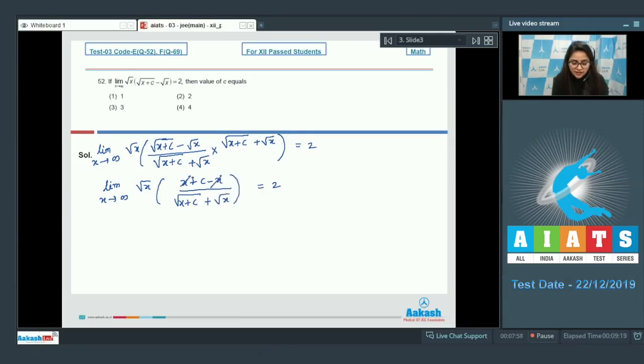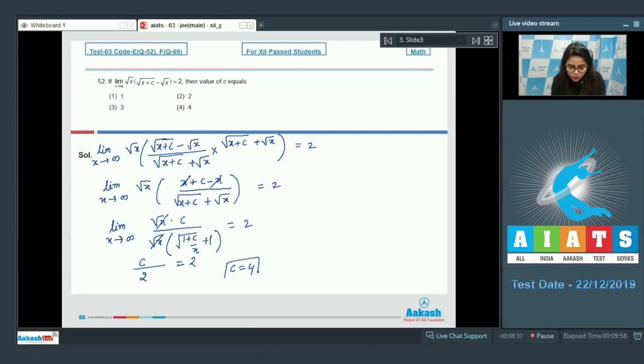The x is going to be cancelled here. Now you can take root x as common in the denominator. So limit x tending to infinity root x into c divided by root x bracket root over 1 plus c upon x plus 1 is equal to 2. So root x is going to be cancelled here. Now just substitute x as infinity. So you are getting c divided by, c by x is 0, root over 1 is 1, so 1 plus 1 is 2, c by 2 is equal to 2, so from here c is equal to 4. So option number 4 is your correct answer.